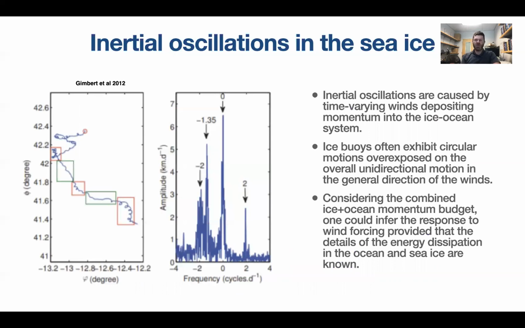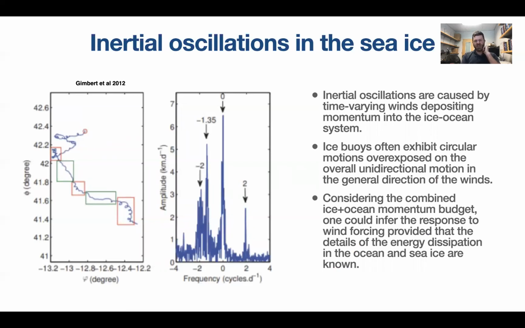The next phenomenon that we want to look at with our model is inertial oscillations. Inertial oscillations are caused by time-varying winds depositing momentum into the ice-ocean system. So these are observed in ice buoys, often which exhibit circular motions superimposed on the overall unidirectional motion. And so shown here on the left is from Gimbert et al. We can see in the red boxes these circular motions.